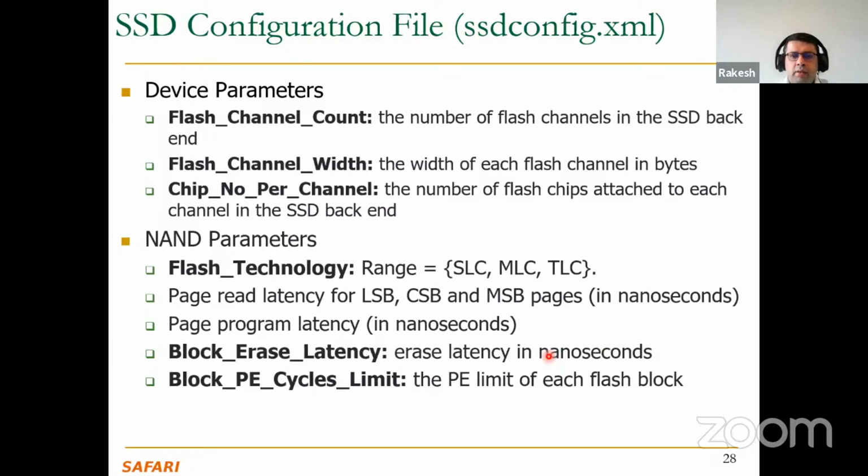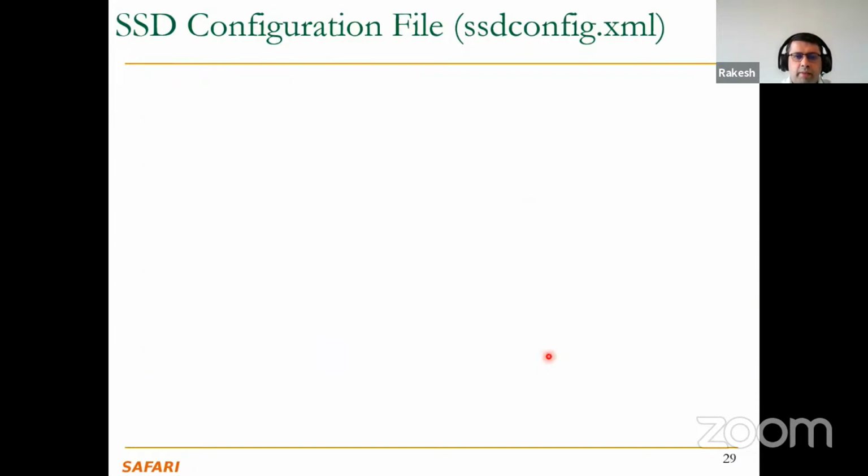And we also need to set the latencies for page read, page program, and the block erase latency. And these are currently in nanoseconds. So these are some of the parameters that need to be set before starting our experiment. And we can also set the P/E cycles, or the program erase cycles, for each block. This will decide the endurance of the block, and MQSim can also take this parameter.